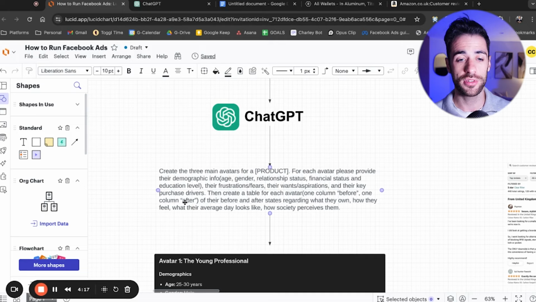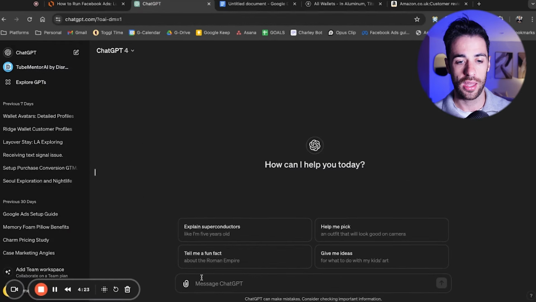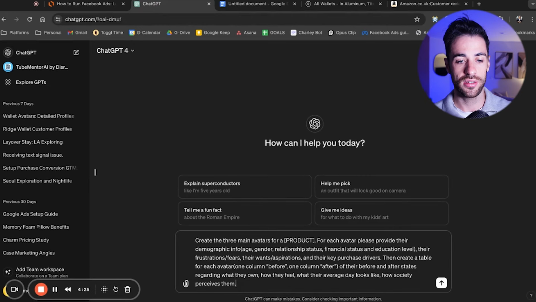So I've given you a prompt here. We're going to come in and copy this, and then come into ChatGPT and paste this in. And all you have to do is to switch this product thing for whatever your product is. So I'm going to use the example of Ridge wallets, which I'll show you in just a second. Okay, so I'm going to put in, create the three main avatars for a Ridge wallet. I'm going to put my example.